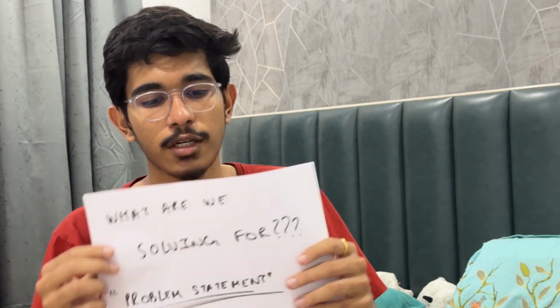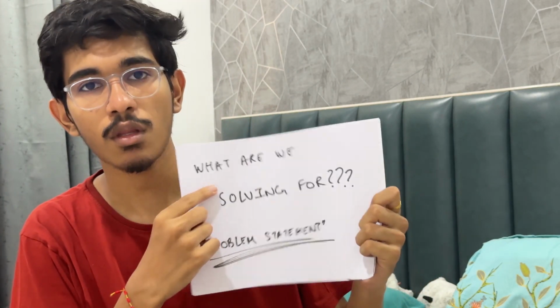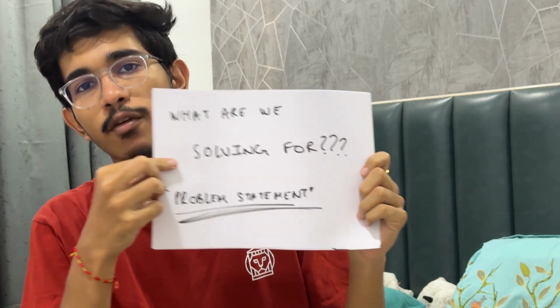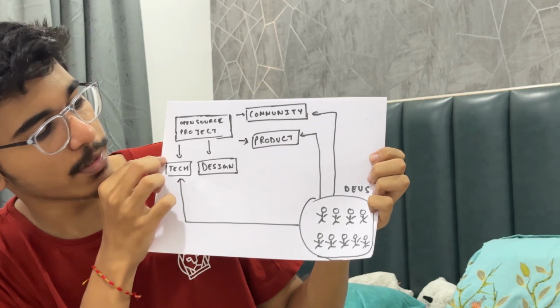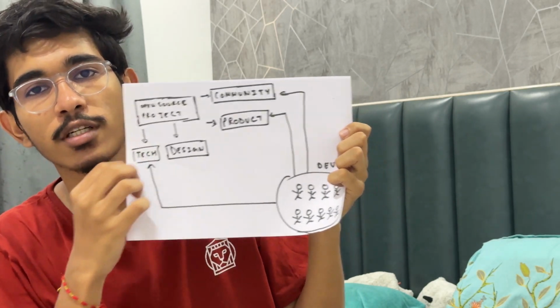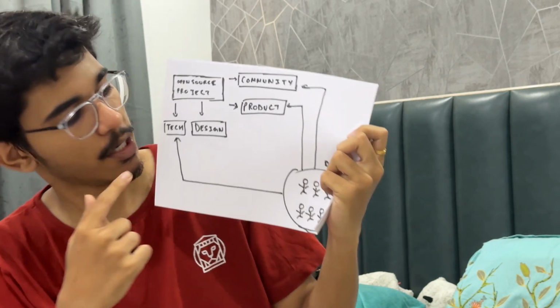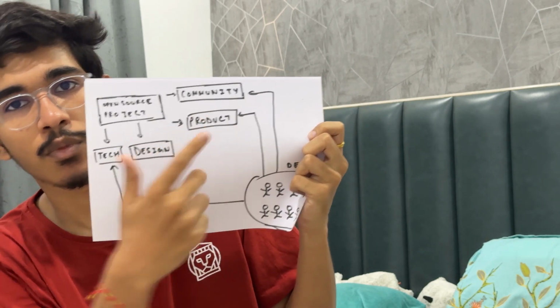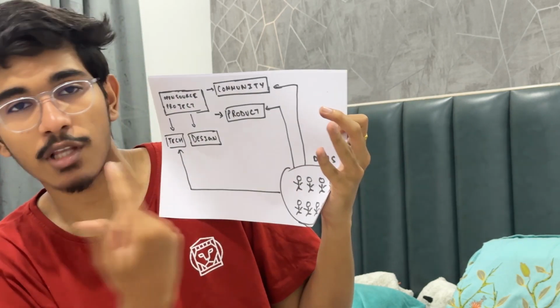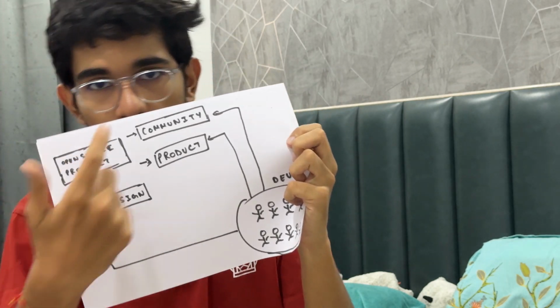Alright, so here's the deal. What are we solving for, AKA what's the problem statement here? This is our problem statement, right? An open source project technically has 4 pillars to it: tech, design, product, and community. Cool. You have thousands of devs ready to contribute to these.